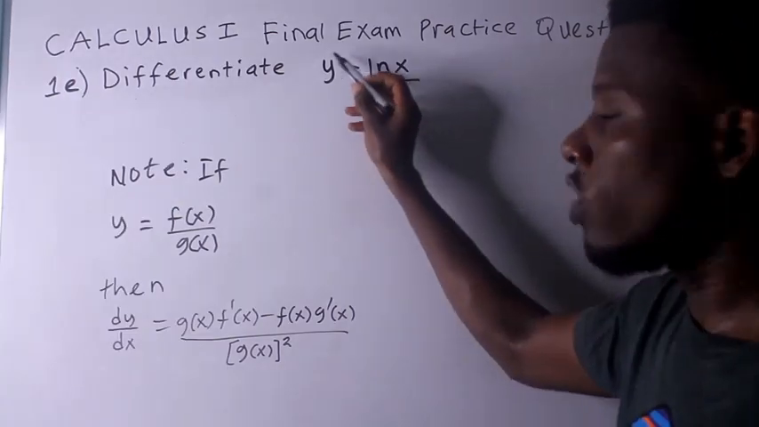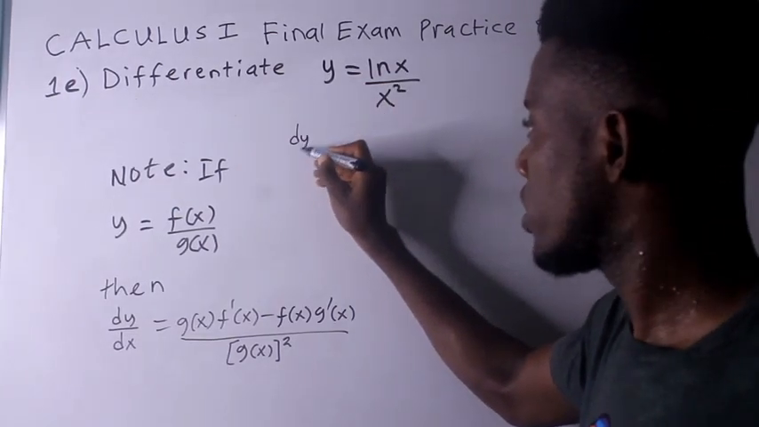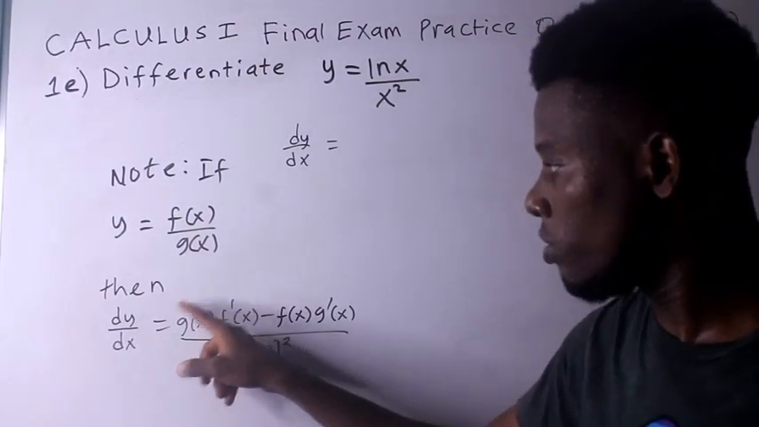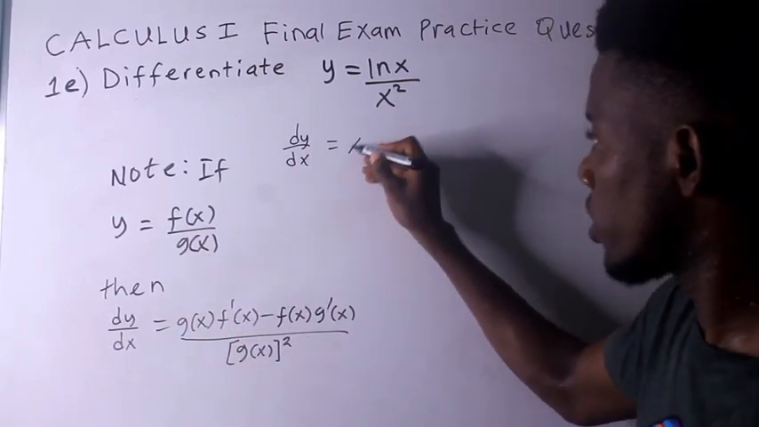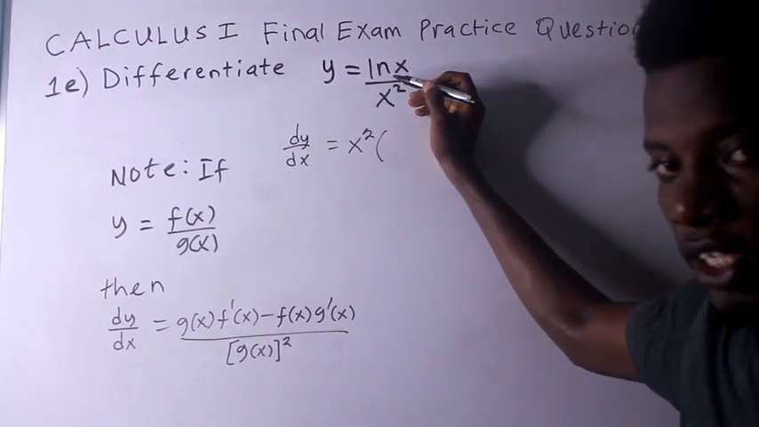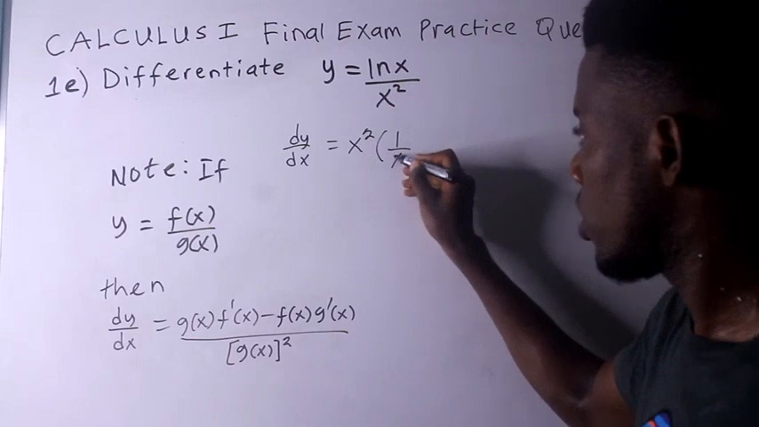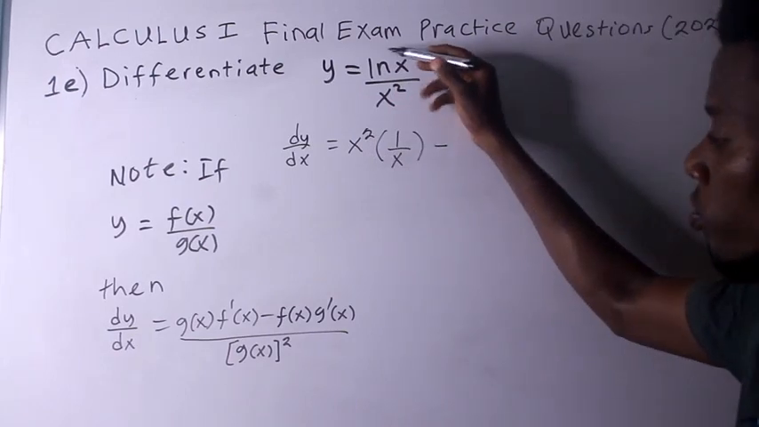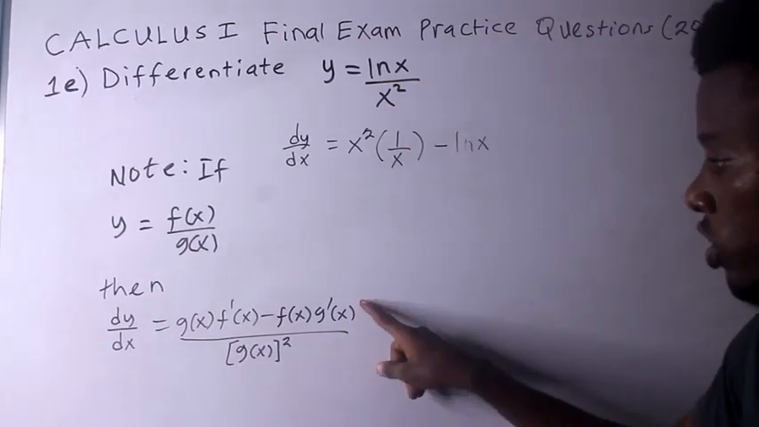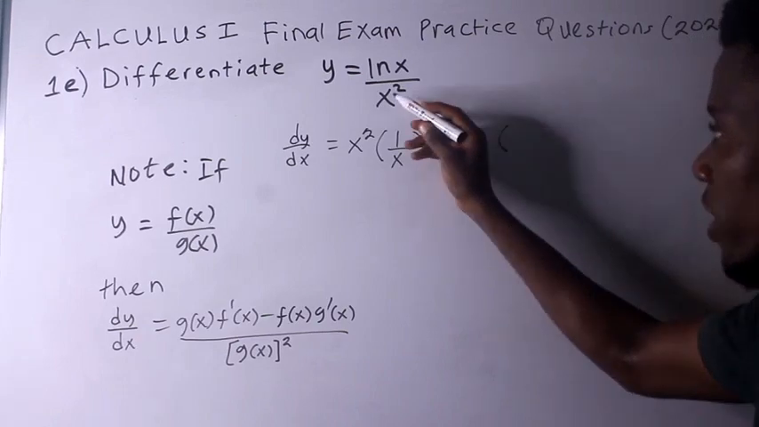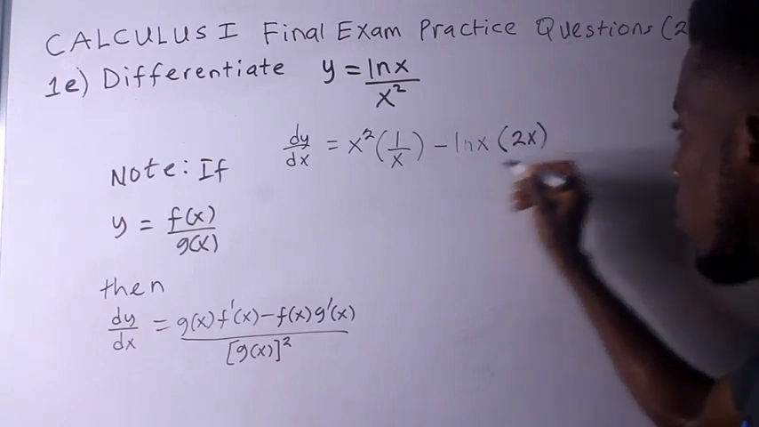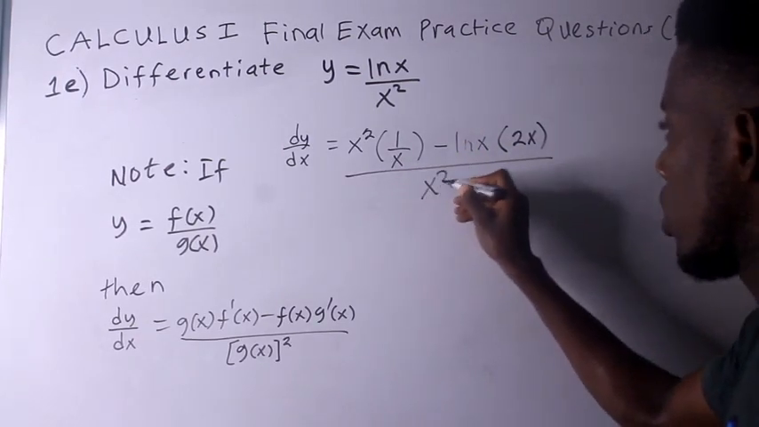question number 1e. The derivative of y with respect to x is dy over dx, and it's equal to, according to this rule, we should hold the denominator constant, so the denominator is g of x. So we hold the denominator constant, x squared, and then we differentiate the numerator. What is the derivative of the ln of x? That's 1 over x minus, and then we hold the numerator constant, hold f of x constant, ln of x, and then differentiate the denominator. Multiply this by the derivative of x squared. What is the derivative of x squared? That's 2x, all divided by x squared all squared.